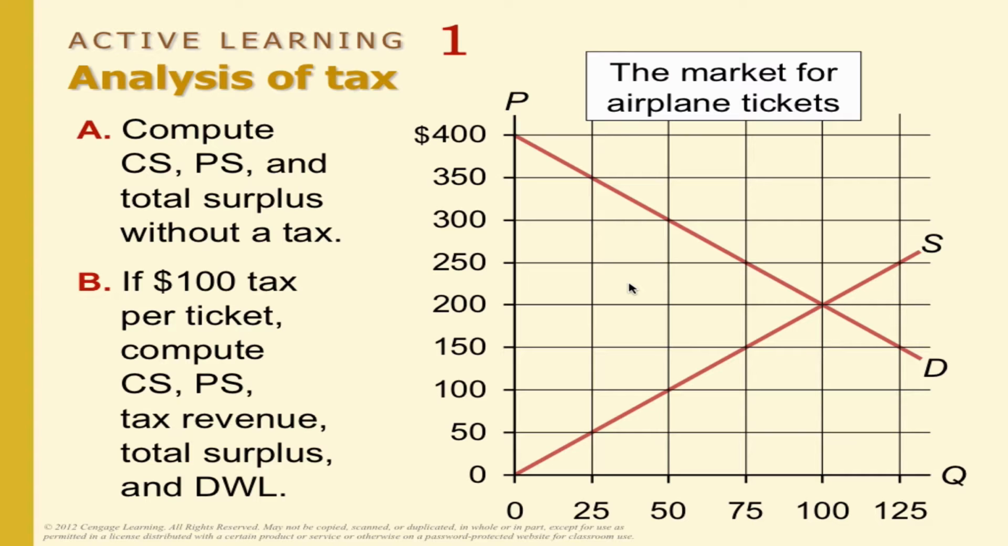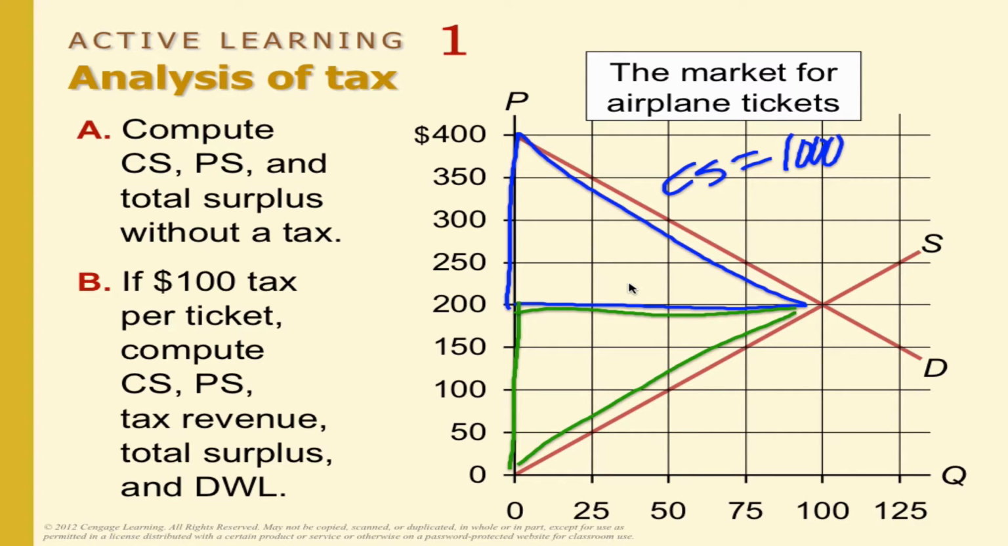Okay. So let's try this again. Consumer surplus. So 200 tall times 1/2 is 100, times 100 in quantity. So our consumer surplus is 1,000. Okay. Producer surplus is also the same, 1,000. So total surplus.